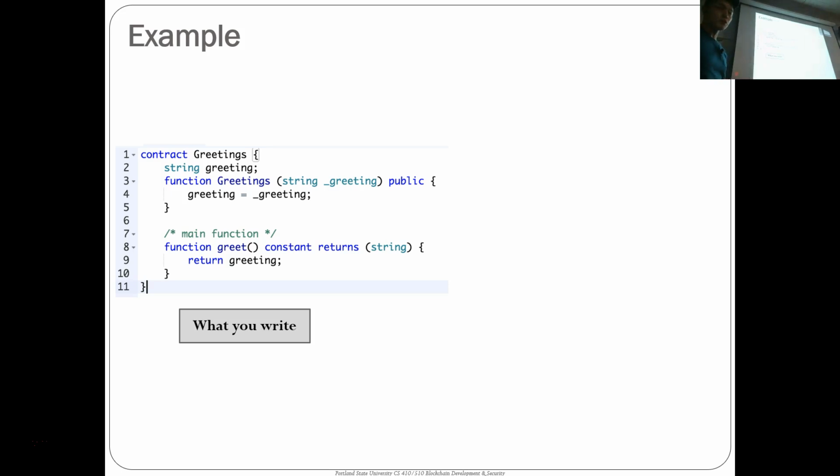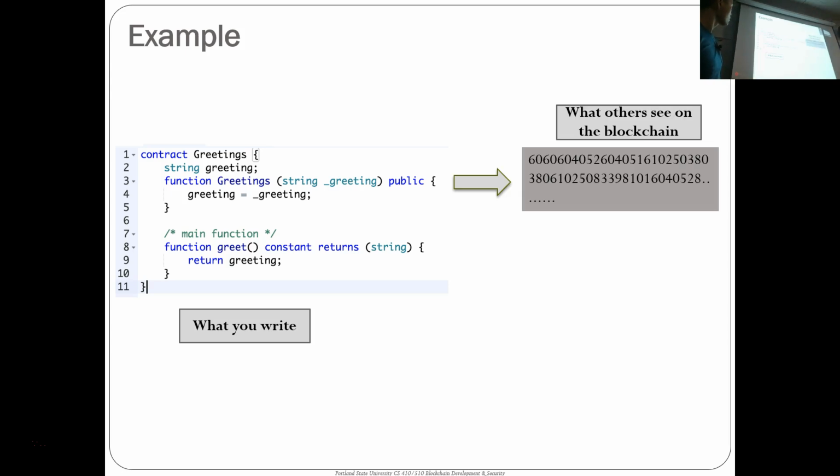Here's an example. This is the hello world. Maybe you have a contract that just prints a greeting. This is what you write. This is a Solidity program. This is not a Solidity. Is it? Yeah. And then this is what it compiles into. So this is your bytecode. And this is what gets pushed into the blockchain, right?